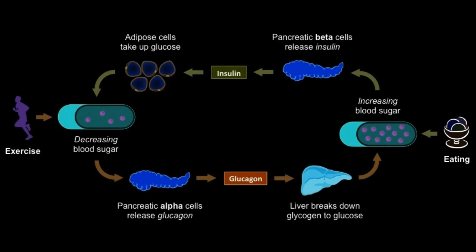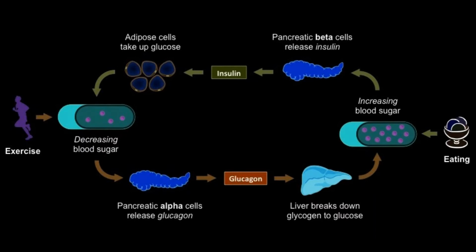Let's have a look at this diagram here. If you look from the left, you've got someone that's exercising. Now, if someone's exercising, they're using the glucose, because obviously muscle cells need glucose in order to produce energy. So when someone is exercising and they're using sugar, respiration, because respiration is oxygen plus glucose producing carbon dioxide, water, and energy, blood sugar will decrease.